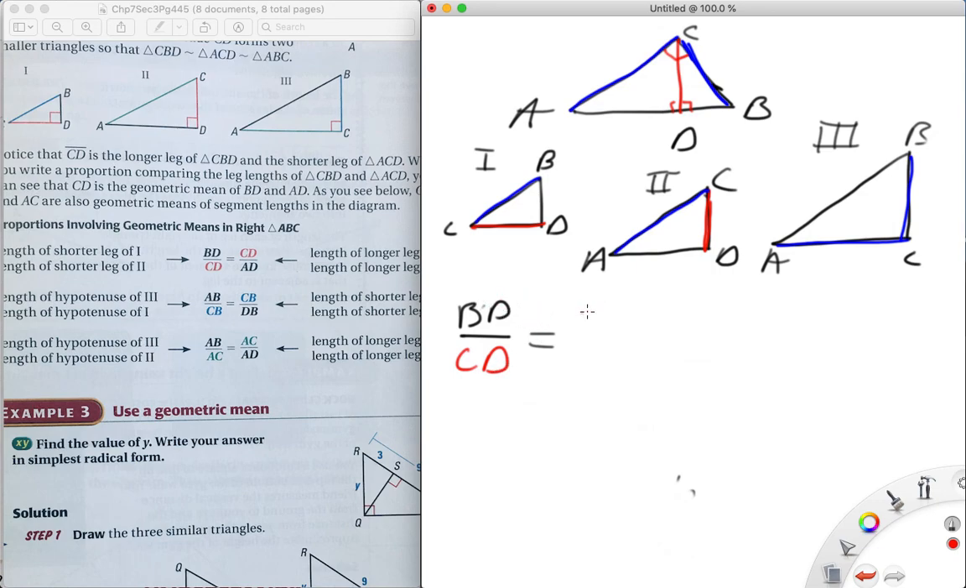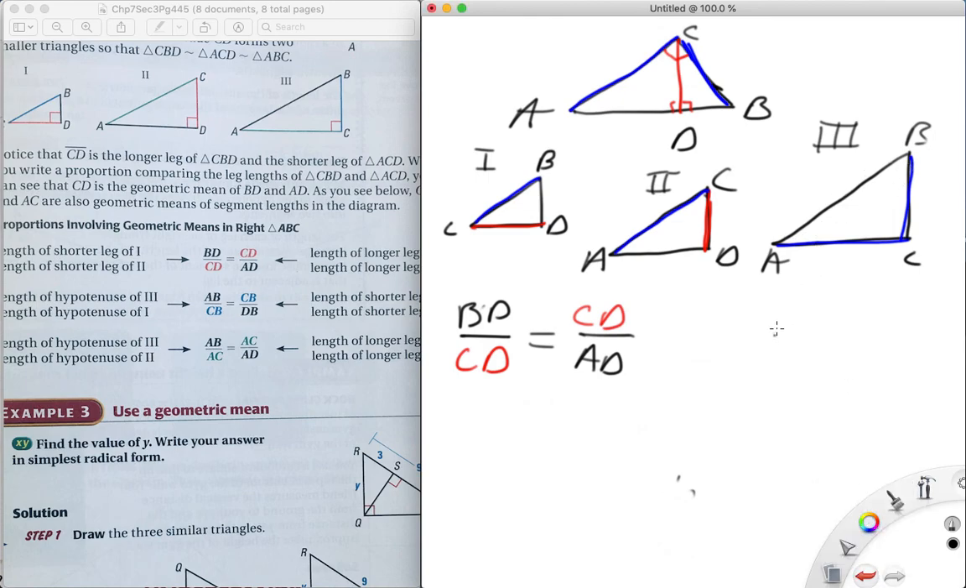So CD over AD. This BD would be the short leg of the small triangle over the short leg of the medium triangle. So the short leg of 1 over the short leg of 2 is equal to the same thing as the long leg of 1 over the long leg of 2. That's the first one.